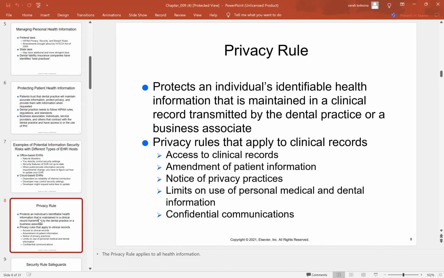Privacy rule protects an individual's identifiable health information and is maintained in a clinical record transmitted by the dental practice or business associate. Privacy rules that apply to clinical records include access to clinical records, amendment of patient information, notice of privacy practices, limits on use of personal, medical, and dental information, and confidential communications.